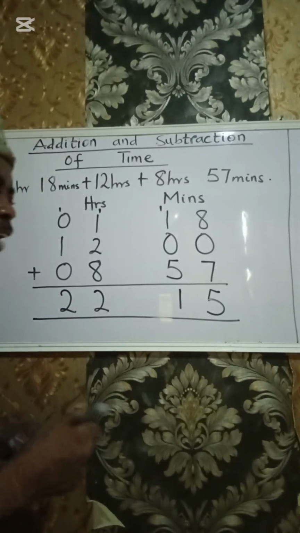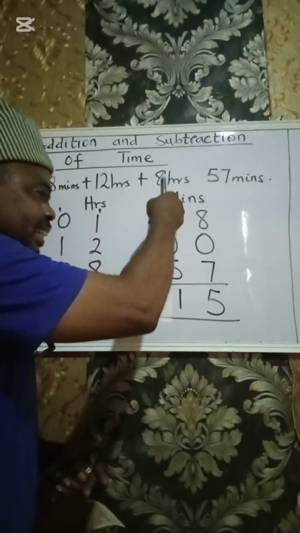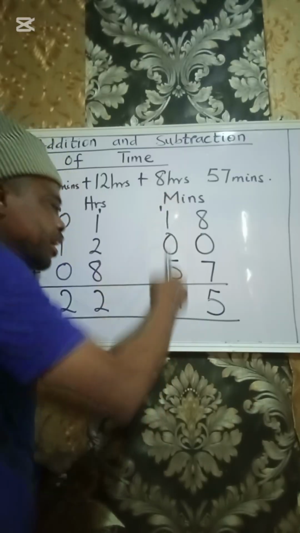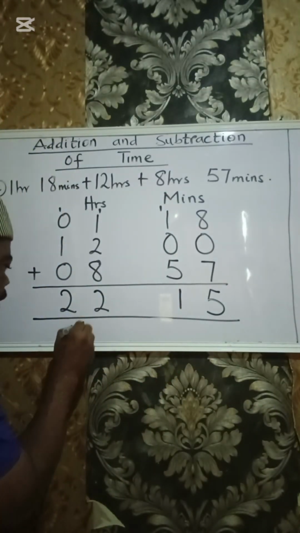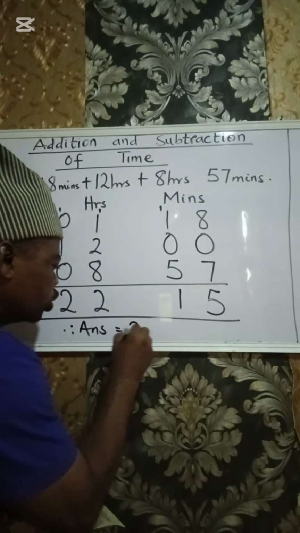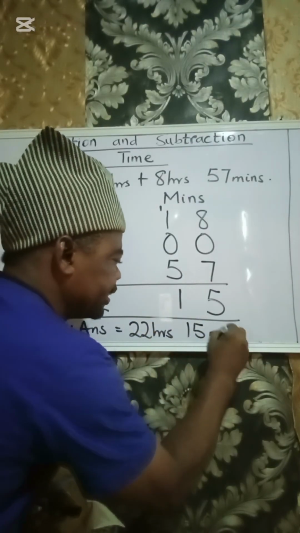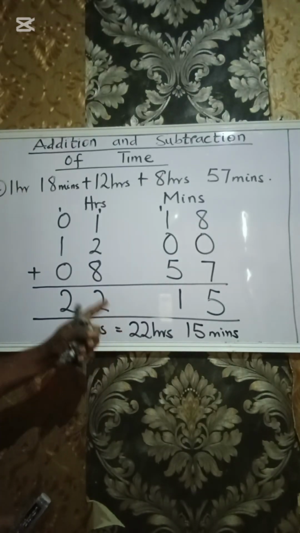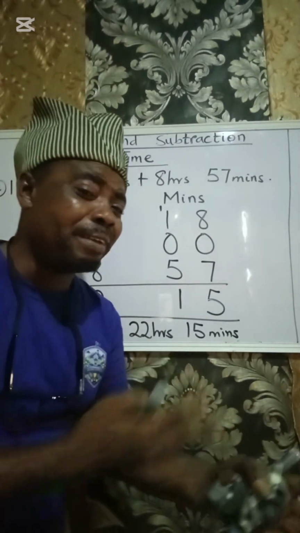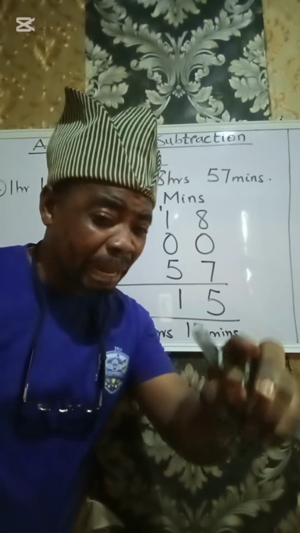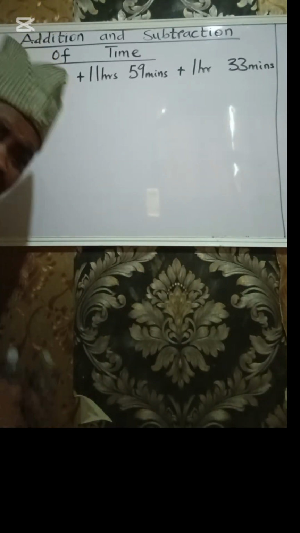The only place we have to be cautious of is this column. I am saying it, this column. Be very, very mindful of it. And as your answer, therefore, my answer is equal to 22 hours 15 minutes. 22 hours 15 minutes. Isn't this very simple? Let's go on and see the next example, the third and last example under addition.